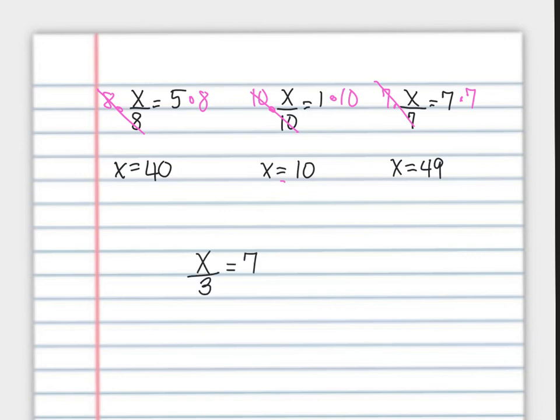All right, here is a question for you to answer. X divided by 3 is equal to 7. What is x? Well, did you say 21? Times by 3 on each side. 7 times 3 is equal to 21.